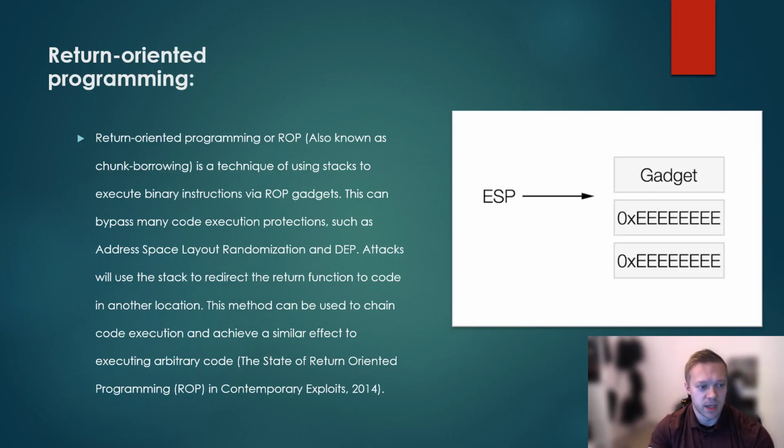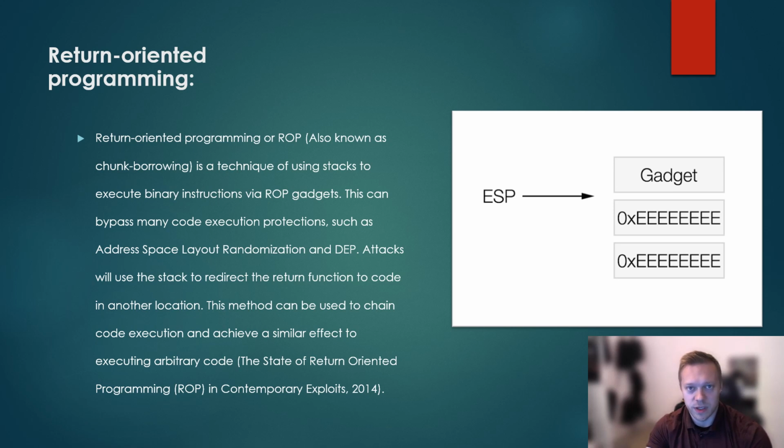Return-oriented programming. So return-oriented programming, or ROP, also known as chunk borrowing, is a technique of using stacks to execute binary instructions via ROP gadgets. This can bypass many code execution protections, such as address space layout randomization and DEP. Attacks will use stacks to redirect the return function to code to another location. This method can be used to chain code execution and achieve a similar effect to arbitrary code execution.